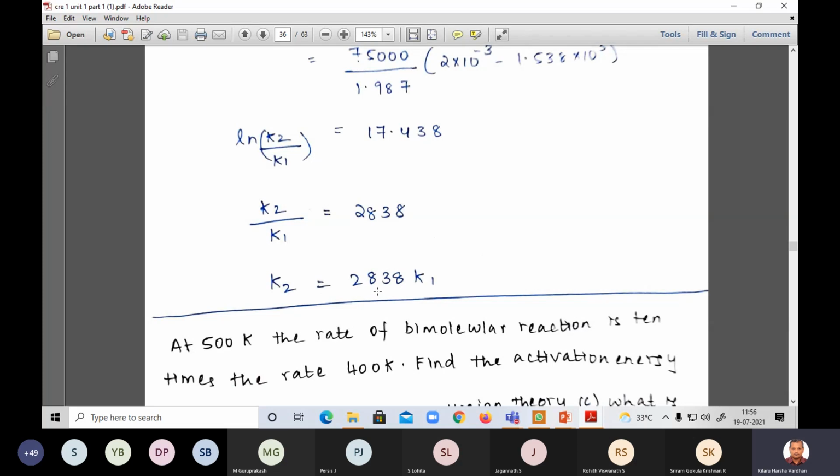rate has shot up to 2838 times. So from this example, we can tell that the rate is a strong function of temperature. It is exponential. It's not that one time, two times it will increase. Even a small change in temperature, your rate shoots up like anything. That is why we need to maintain isothermal conditions in the reaction. Otherwise, the rate will abnormally change. Right?